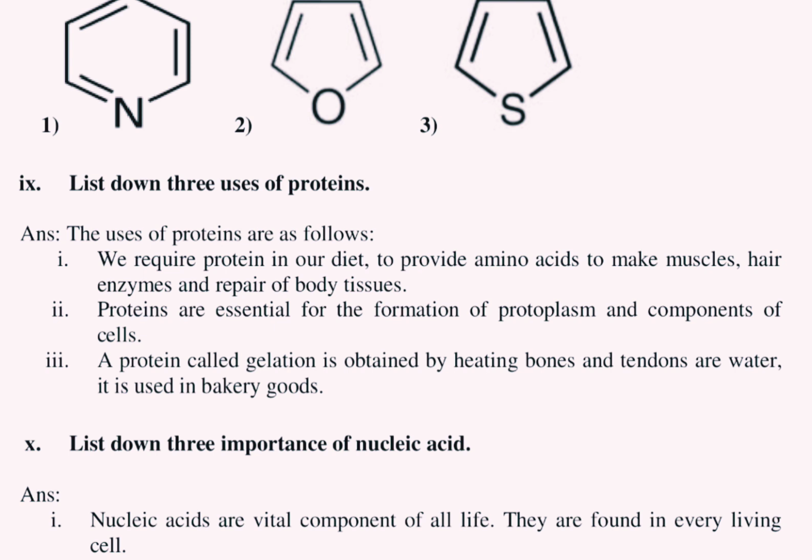Then the next question is: list down the uses of proteins. Proteins are the growth units of your system, and amino acids are in them, which are used in your muscles, and your body tissues are repaired by them, so you need them a lot. And your protoplasm, your cell components, are very much dependent on them. And one of the proteins is gelatin, which is obtained by heating bones, and it's used in your bakery goods.